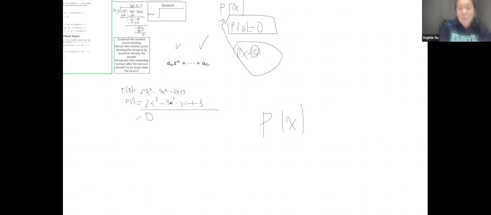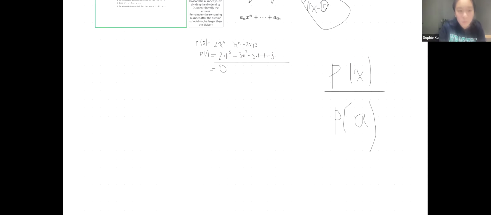So say we have this polynomial P of x, and the question asks you to find the remainder after you divide the polynomial P of x by x minus a. Well, what you would do is sub in a into every place that has an x, and then you add it up, and then you get the remainder. If that makes sense. Let's do an example, the example that's on the sheet.